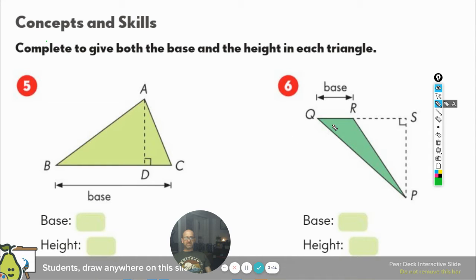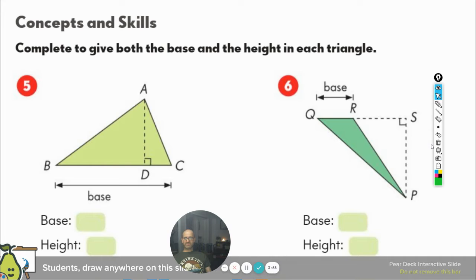Okay, the base in this one is any side of the triangle. In this case, it's BC. The base is BC, and the height is AD. Okay. In this one, the base is QR, not QS. S is not part of the triangle. So the base is QR, and the height is SP. Okay, oh man, you guys might finish this quickly. That's all right. I believe in you.